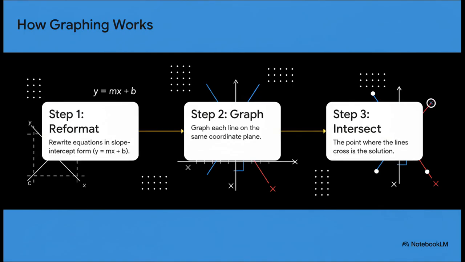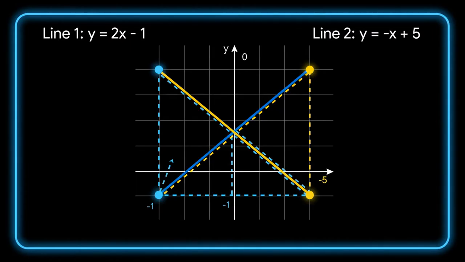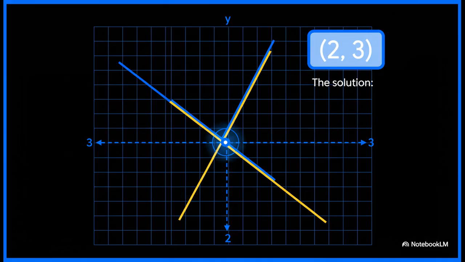It's that simple. So let's look at this system here. For our first line, we have a slope of 2 and a y-intercept of -1. Easy enough to draw. For the second line, the slope is -1 and the y-intercept is up at 5. We have everything we need to plot these two lines. And if you were to draw these on a piece of graph paper, what would you see? You'd see them cross at one specific spot. That single point of intersection, the only place they have in common, is our solution, the point 2, 3.